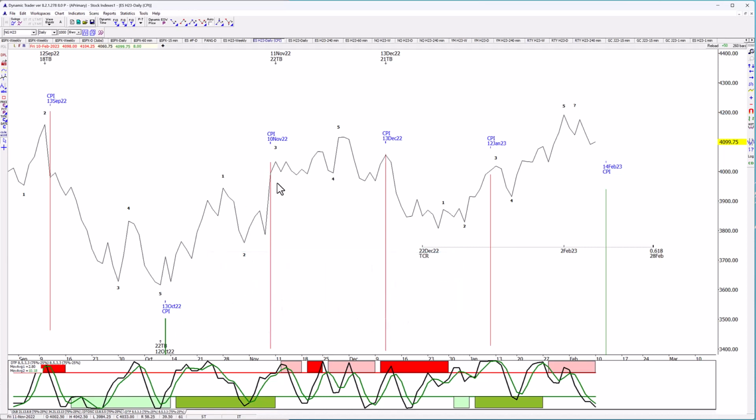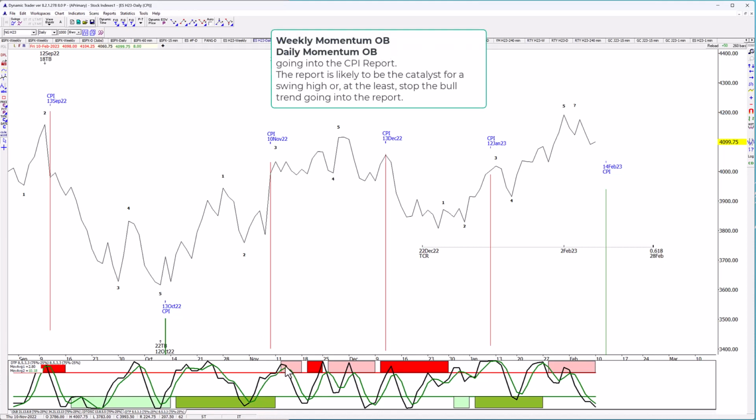Where are we at in November? In November, we know that the daily momentum was just reaching the overbought zone, and it was actually a few days later, the beginning of the next week, that the weekly momentum reached overbought. So we have daily and weekly overbought. So the market was essentially sideways, not much upward movement. So we would expect at the November report that more than likely that might be the catalyst to complete this bull trend that actually began at the last report.